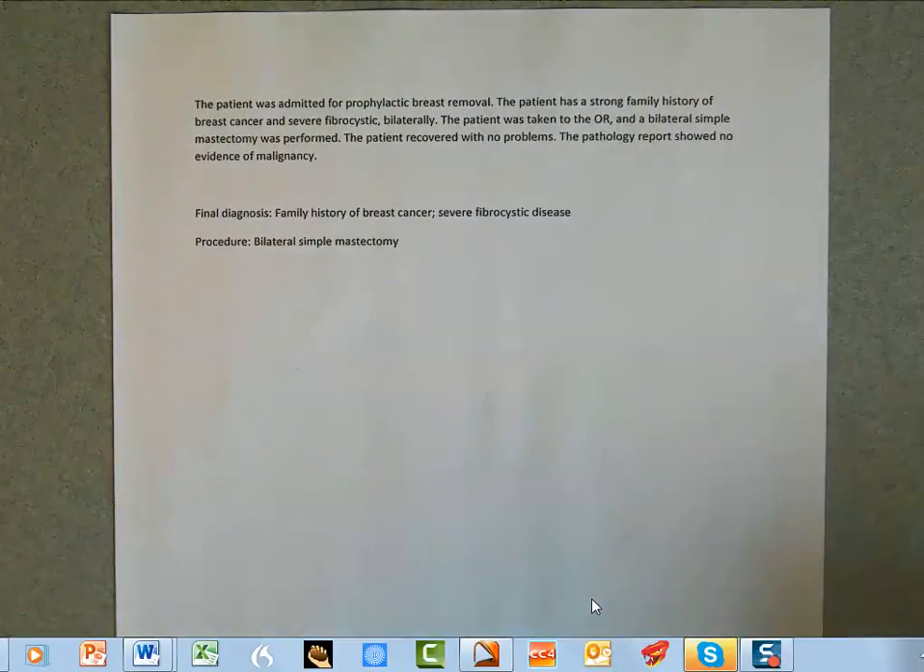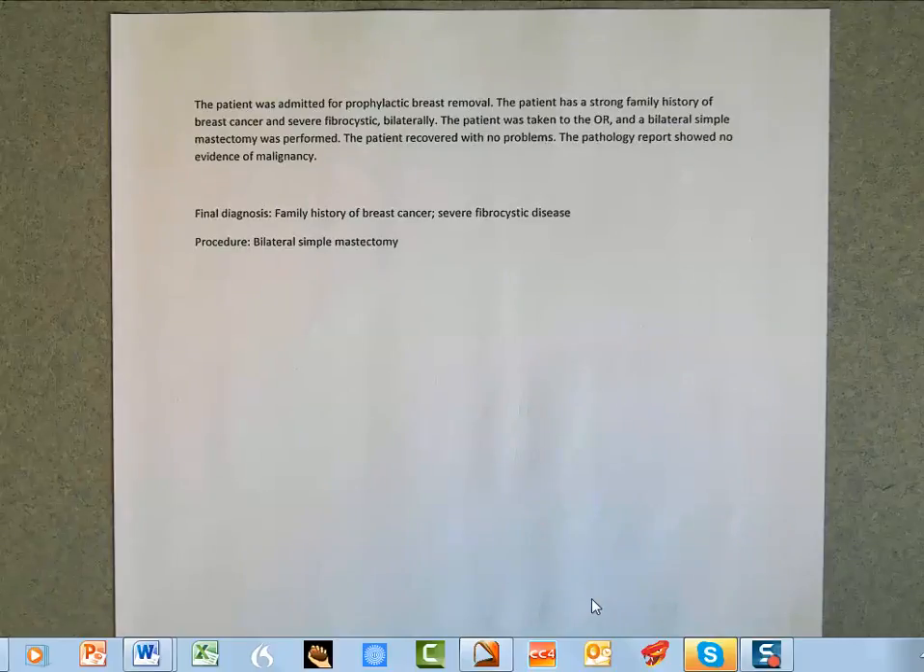So, the patient was admitted for prophylactic breast removal. The patient has a strong family history of breast cancer and severe fibrocystic disease bilaterally. The patient was taken to the OR and bilateral simple mastectomy was performed. The patient recovered with no problems. The pathology report showed no evidence of malignancy. The final diagnosis is family history of breast cancer and severe fibrocystic disease, and the procedure was a bilateral simple mastectomy. So, how do we tackle this?